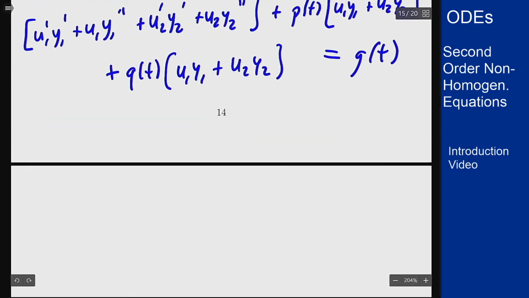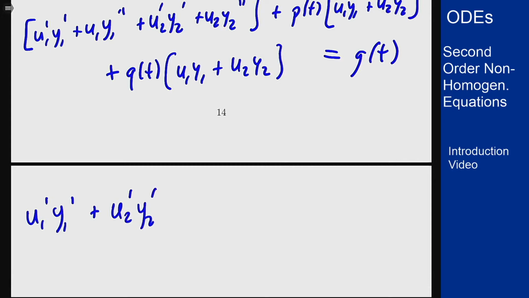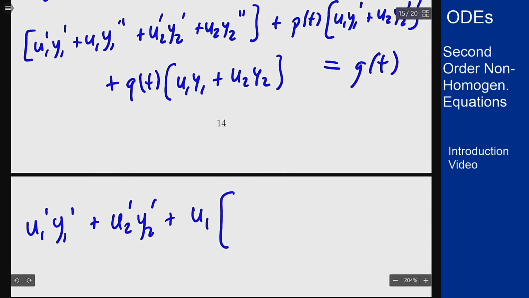So I see a u1 prime from the first term way up here, and that's just multiplied by y1 prime. It shows up nowhere else in the expression. I see a u2 prime on this third term. That is also just multiplied by y2 prime. And then I have other stuff. So I see u1, and that's multiplied by a y1 double prime up here, a p of t times y1 prime here, and a q of t times y1 down here.